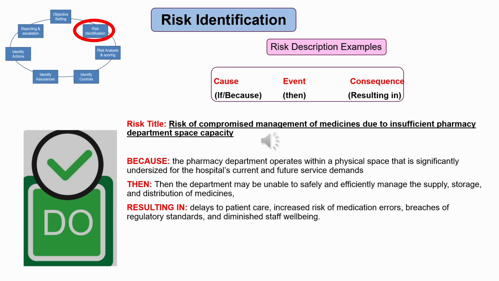The pharmacy risk shown on this slide uses "because" rather than "if", as the situation leading to the risk is already present. The risk description is: because the pharmacy department operates within a physical space that is significantly undersized for the hospital's current and future service demands, then the department may be unable to safely and efficiently manage the supply, storage and distribution of medicines, resulting in delays to patient care, increased risk of medication errors, breaches of regulatory standards and diminished staff well-being.